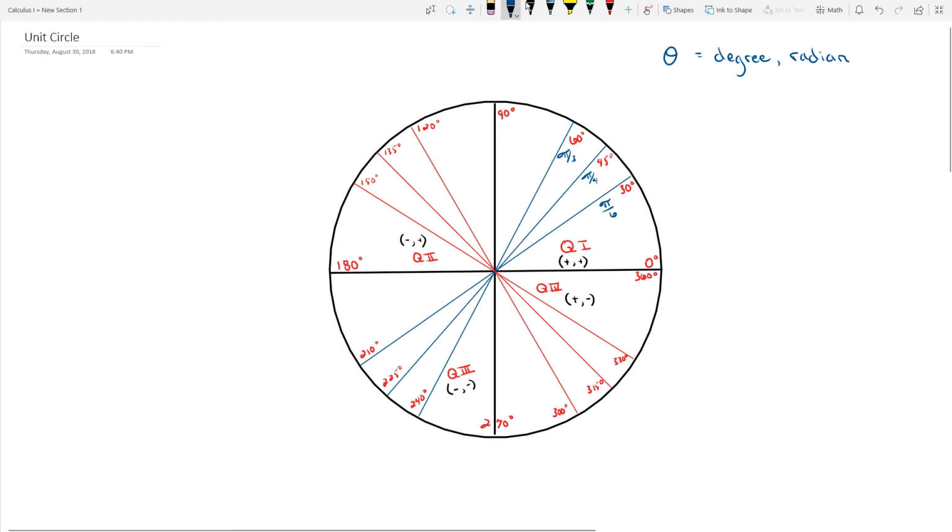For 90, we are going to be at halfway between 0 and 180 degrees, which is going to give us pi over 2, I believe. And that's going to be 90 times pi over 180. 9 goes into 18, so that's going to be 2. Yeah, pi over 2.